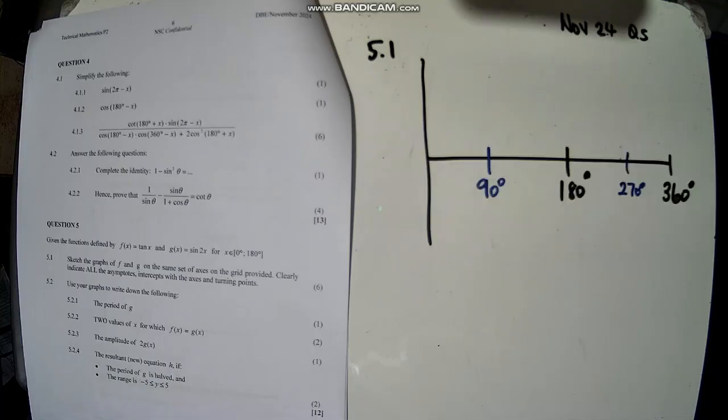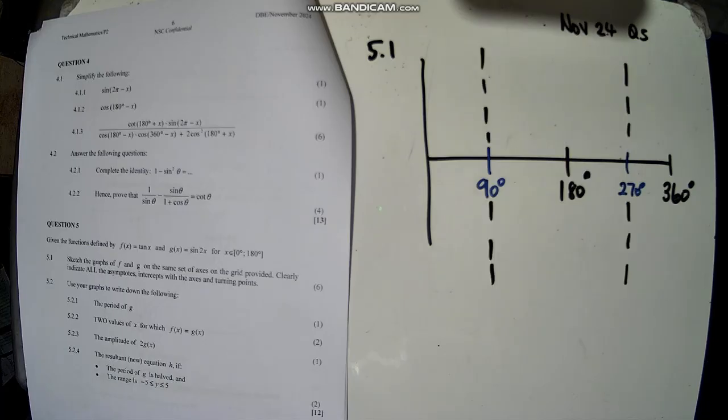We're in November 2024, question 5, and now we are saying draw the graphs. As you can see in question 5.1, it says sketch the graphs of f and g on the same set of axes on the grid provided. Indicate all the asymptotes, intercepts, and the turning points. You must label all those things to get 6 marks, 3 per graph. In the question paper, this grid will be provided. I'm just going to draw it here, I'm not going to print the grid.